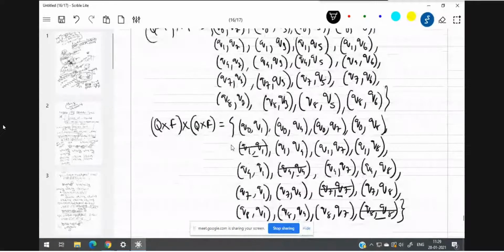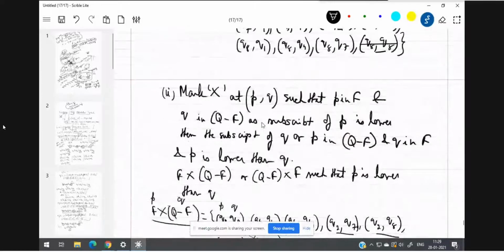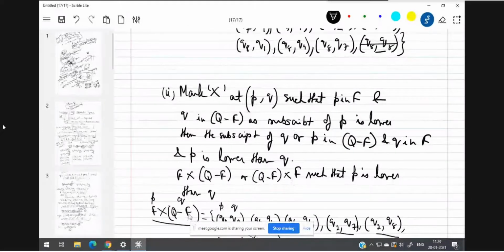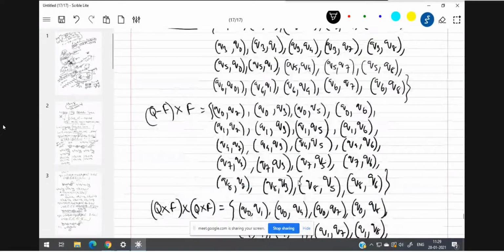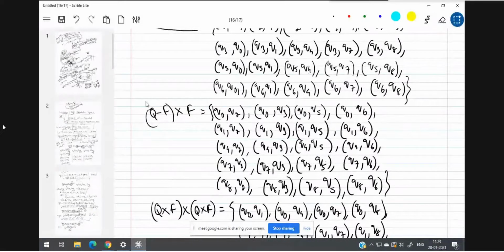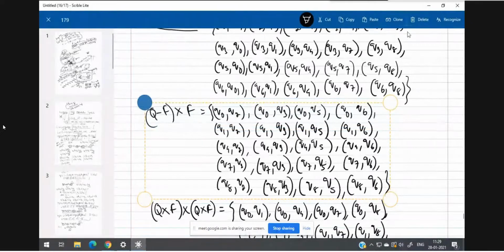Now, next one is, so I have checked for F cross Q minus F. Now, next I'm going to check for Q minus F cross F. So let me move back and then let me bring this. Q minus F cross F. I have completed for this one.